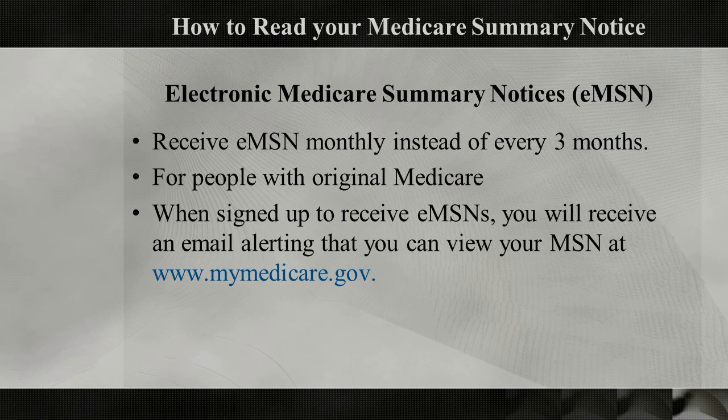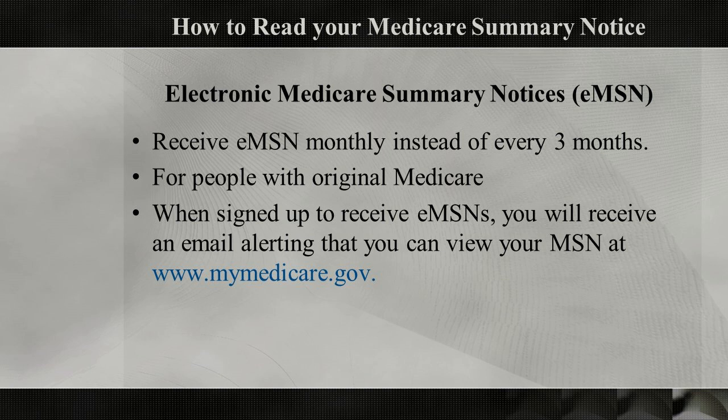For those of you who are interested, you can elect to receive your Medicare Summary Notices electronically instead of in the mail. To do this, you will need to create a personal secure online account at www.mymedicare.gov, which is the official website for Medicare. Upon creating an account, you will be able to view your Medicare Summary Notice online monthly instead of every 3 months. In addition, you will receive an email alerting you that your Medicare Summary Notice is available for viewing. If you are interested in doing this, you will find instructions on how to receive electronic Medicare Summary Notices on page 15 of your booklet.